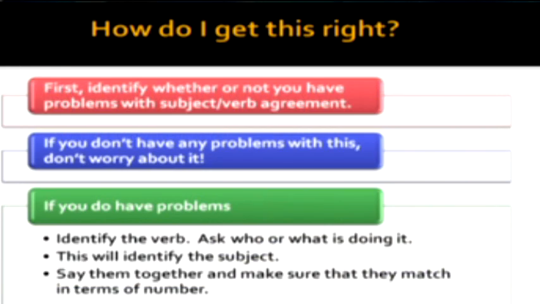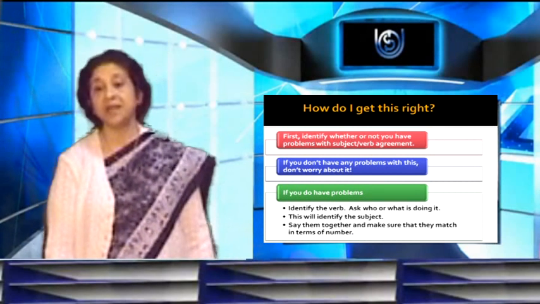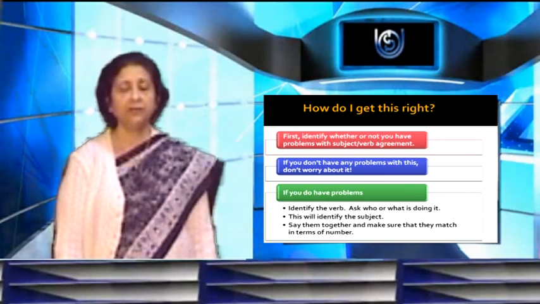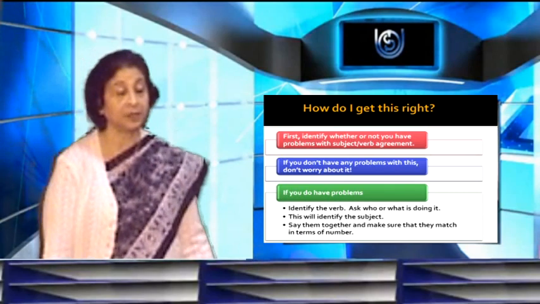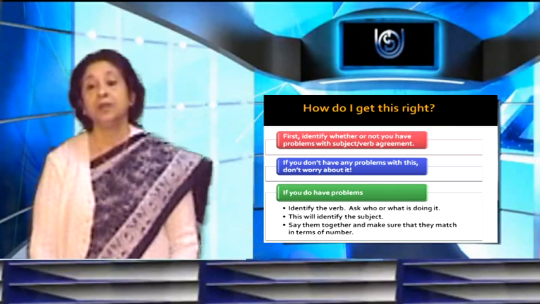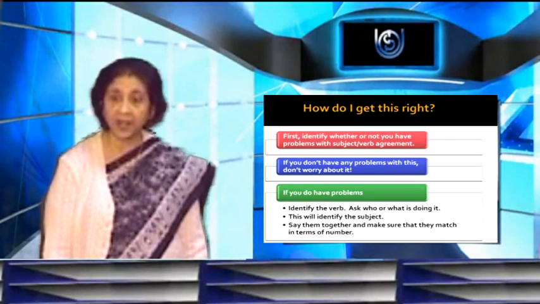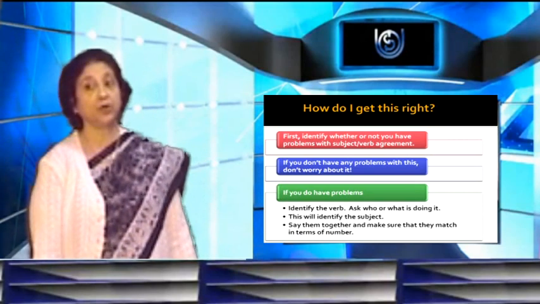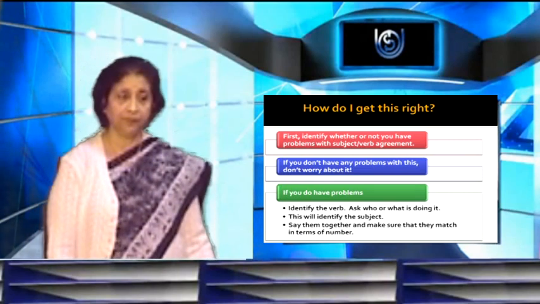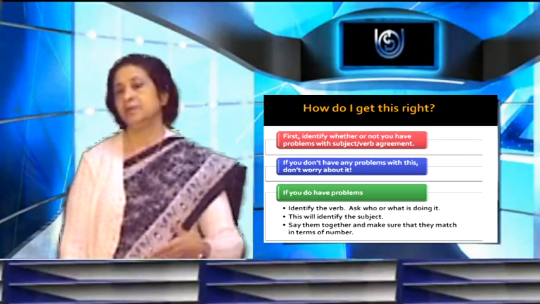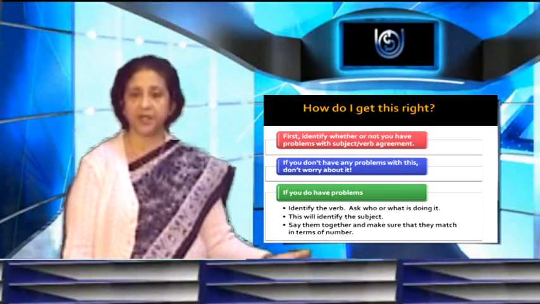Next, how do I get this right? You'll ask this question, then how do we get it right? So certain tips I am going to give you. Just see on the screen. First, identify whether or not you have problems with subject-verb agreement. Look at the subject and then try to make it agree with the verb. If you don't have any problems with this, don't worry about it. If the subject is singular, the verb will be singular. If the subject is plural, then the verb will be the first form, as I have already told you.